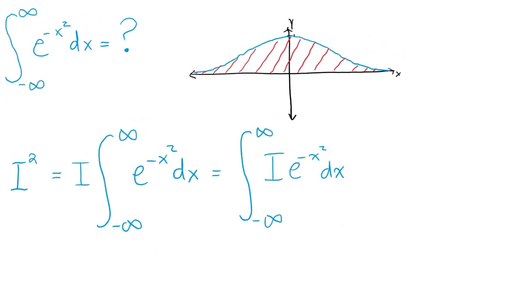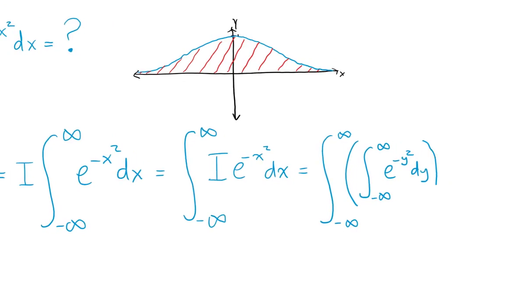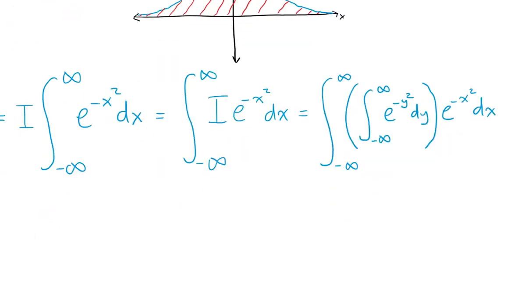And now we know that I is just equal to the Gaussian integral. So we can rewrite that as negative infinity to infinity. And inside we have the integral from minus infinity to infinity of e to the minus, now instead of x squared, we will do y squared dy. And as long as we stay consistent with our variable here, this will be true. And then on the outside of this, we have e to the minus x squared, and then dx.